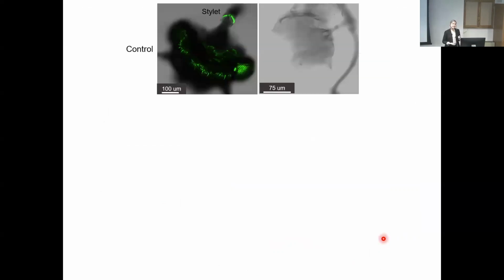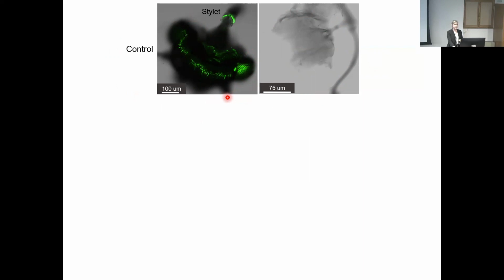So next, I dissected the heads to expose the stylet and some salivary gland material, and I also isolated the salivary glands of these insects. So this is the dissections from the control diet, and it gives us a baseline for the autofluorescence from the cuticle and eye of the insect.